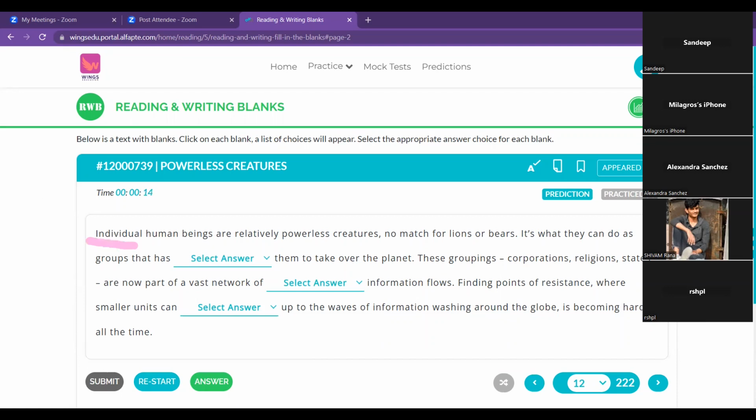Individual human beings are relatively powerless creatures, no match for lions or bears. Okay, it's lions, not loins. The words are lions, not loins. So correct your pronunciation, sweetheart. Guri, you are reading from here. It's what?